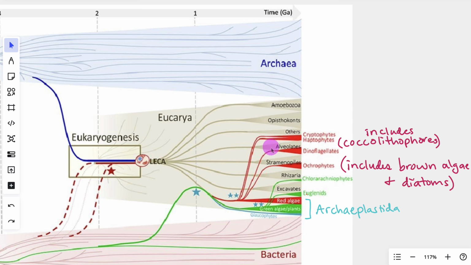And you can see, though, that in the SAR clade, the stramenopiles, alveolates, and rhizaria, there are many groups in there that don't have chloroplasts at all, and so they don't have these secondary endosymbiosis events. It's just in certain lineages.